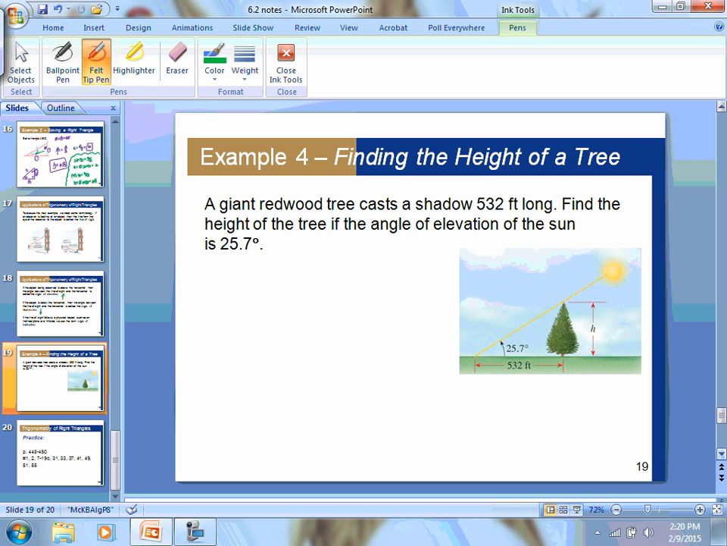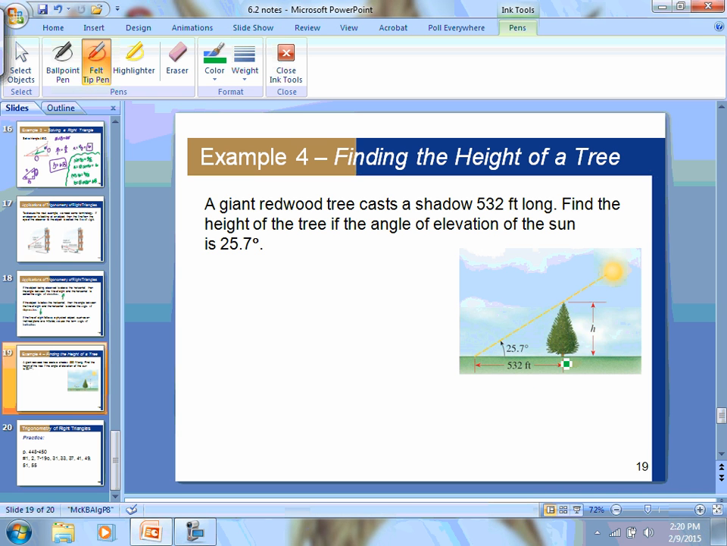Okay. So here's our last example. To find the height of a tree. Now, this is what you could actually use if you didn't have the capabilities to climb to the top of the tree and drop a tape measure all the way down to the bottom. Okay, here we have a giant redwood tree, and it's casting a shadow that's 532 feet long. Find the height of the tree if the angle of elevation of the sun is 25.7 degrees.